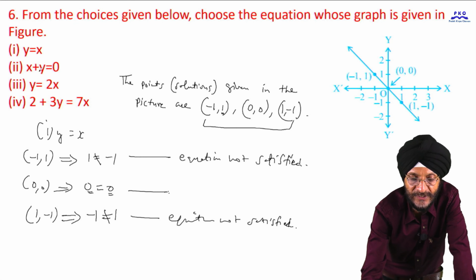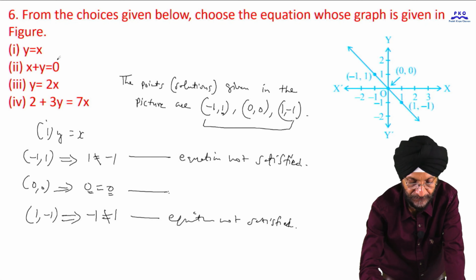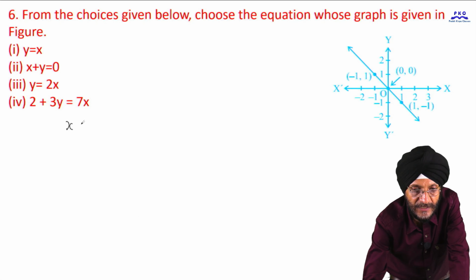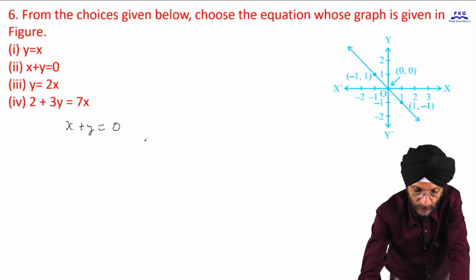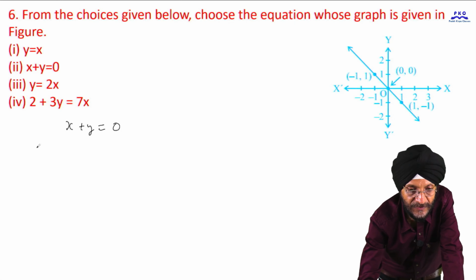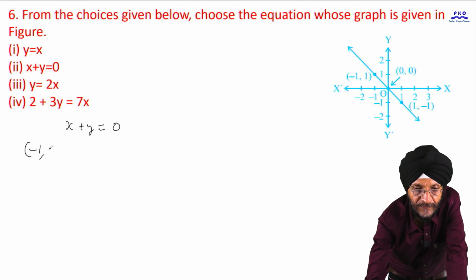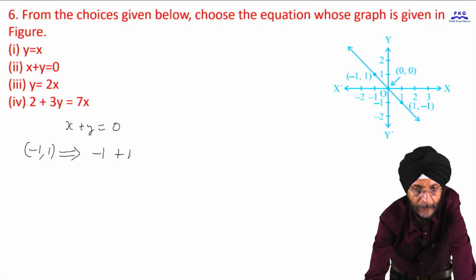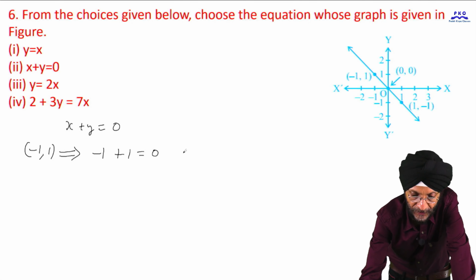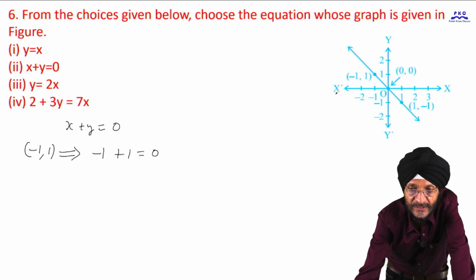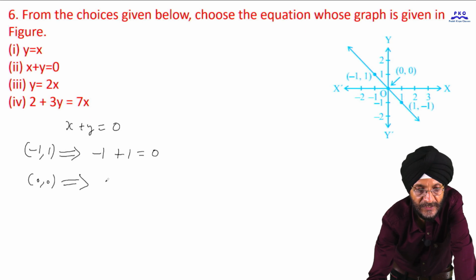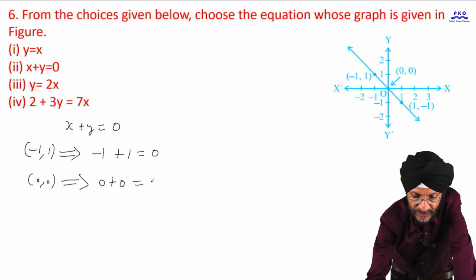So we now come to the second, x plus y is equal to 0. So what is the first? (-1, 1). We will fill the value of x and y. -1 plus 1 is equal to 0. Okay, this is okay. Now the next is (0, 0). We will fill the value: 0 plus 0 is equal to 0. Okay.